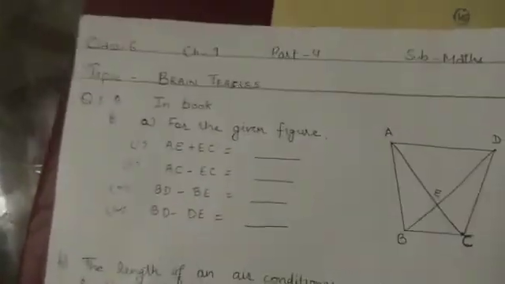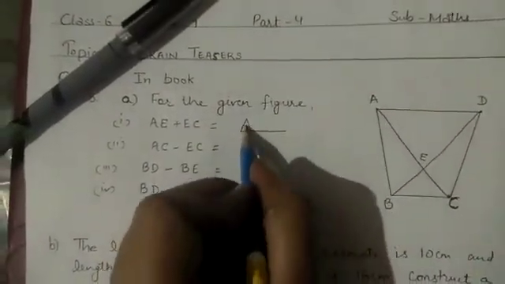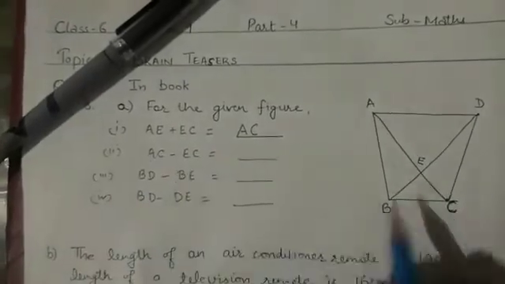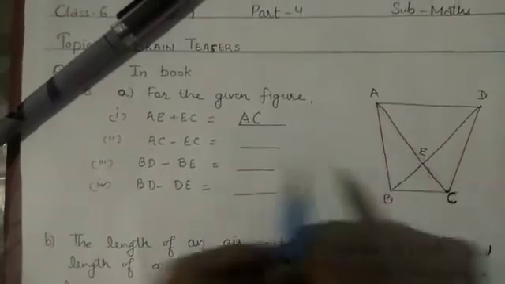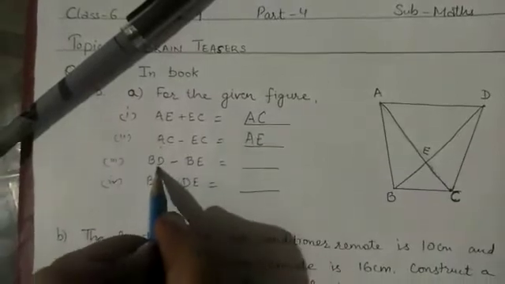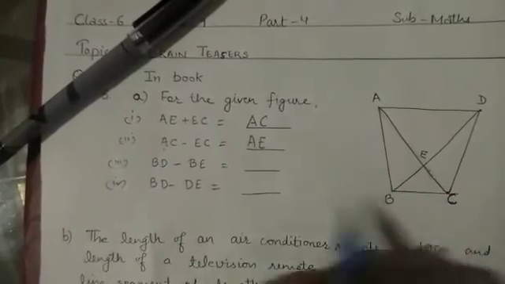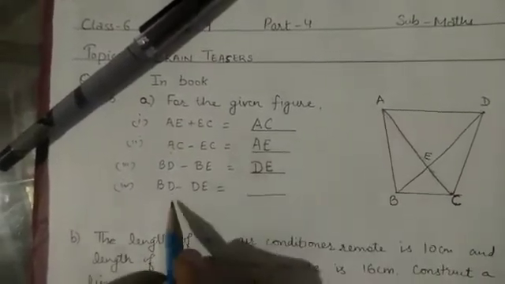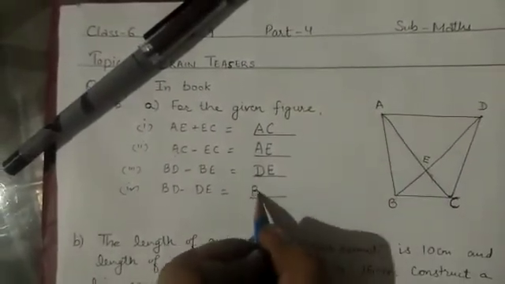Now question number B. I have drawn this figure here. For the given figure, we are to tell AE plus EC. Let us see. AE plus EC, this complete makes AC. Now AC minus EC. If this is AC, I am removing EC from here. What is left now? AE. Next, BD minus BE. This complete is BD and this is BE. Now the result is DE. Similarly, BD minus DE, if I am removing this, only BE is left.